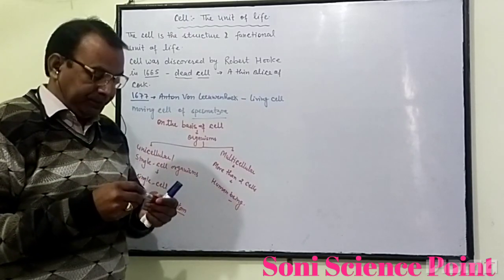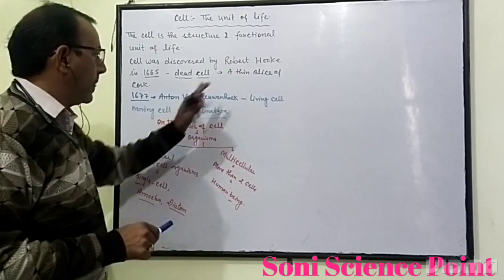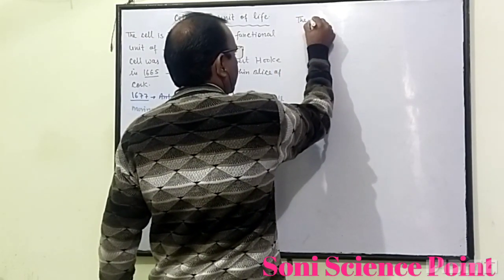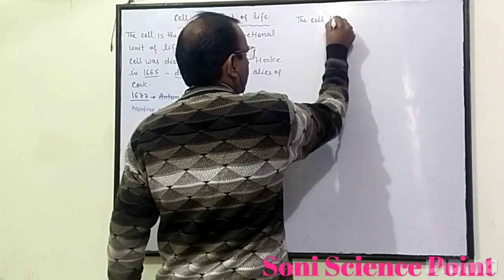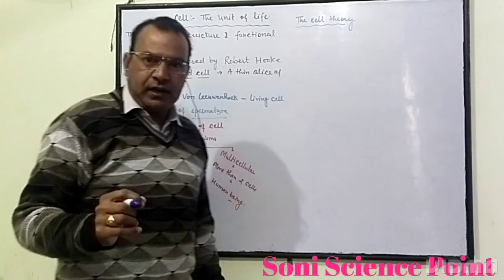A cell consists of three parts, which we will discuss later. Firstly, the cell theory.